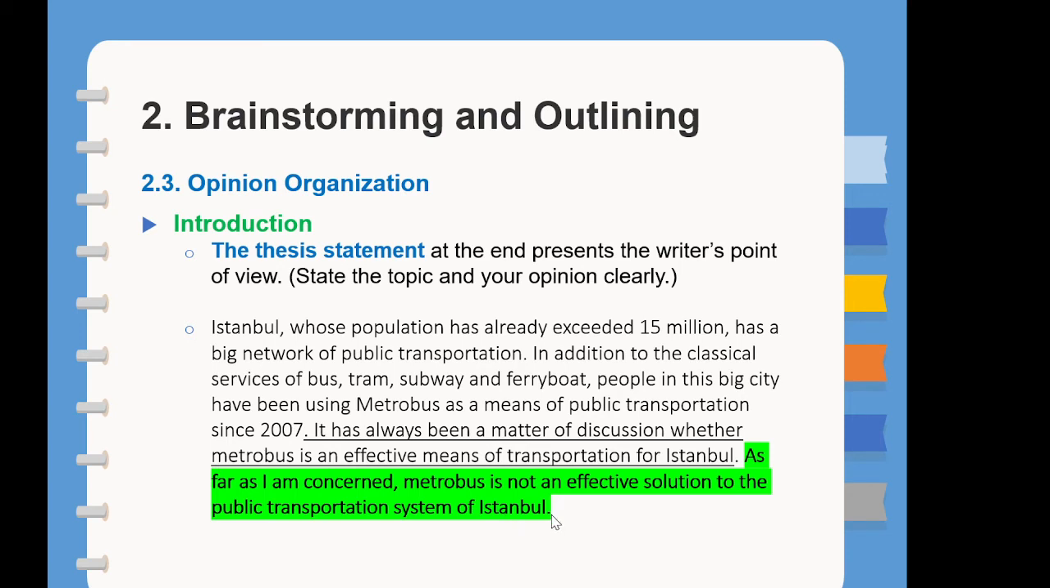So you disagree with the idea that metrobus is an effective means of transportation for Istanbul. It states clearly your stand, whether you agree or disagree with the topic. Okay, hope you got it.